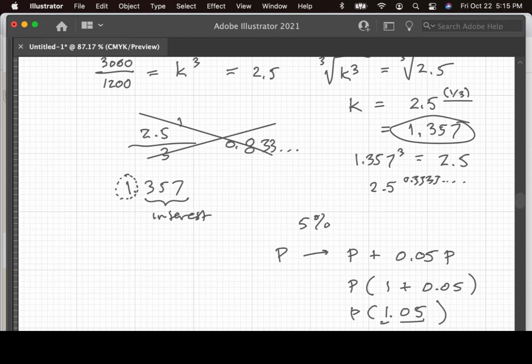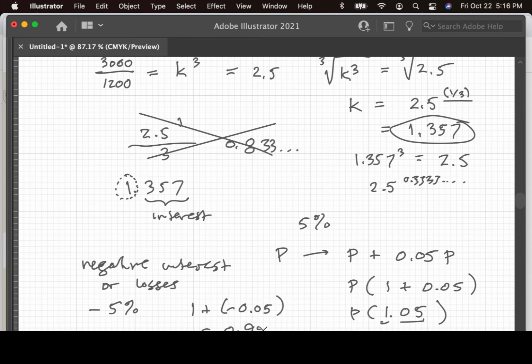What gets tricky is when you have negative interest rates or losses. So if you have a negative 5% return from this year to next, then what you have is 1 plus minus 0.05, and that's equal to 0.95, and that would be your growth rate for that year. Let's switch over and check out the next problem.